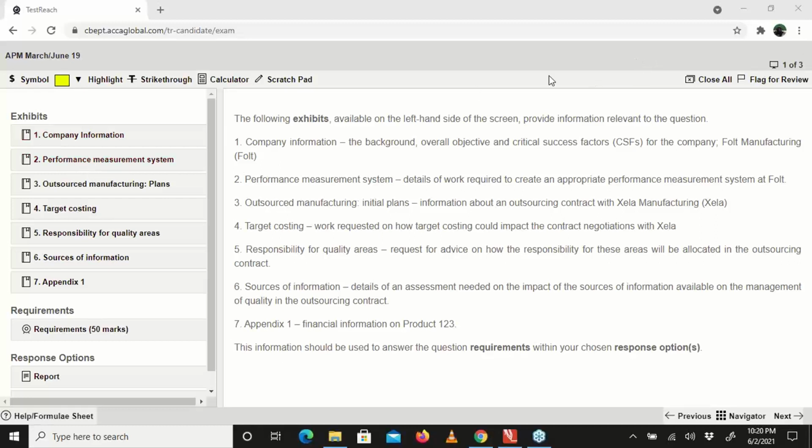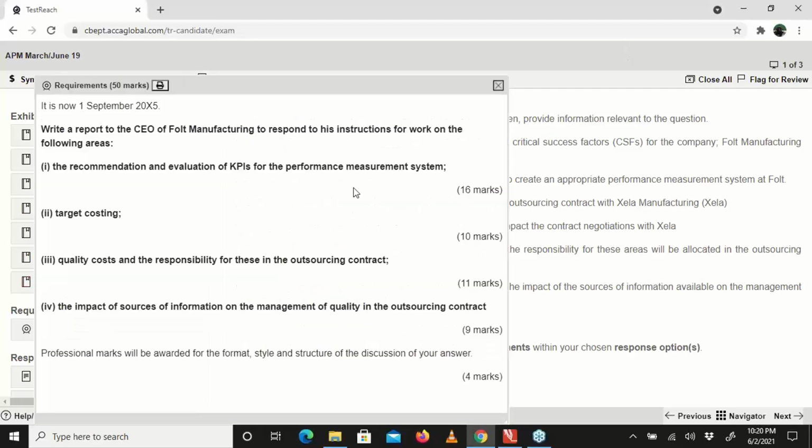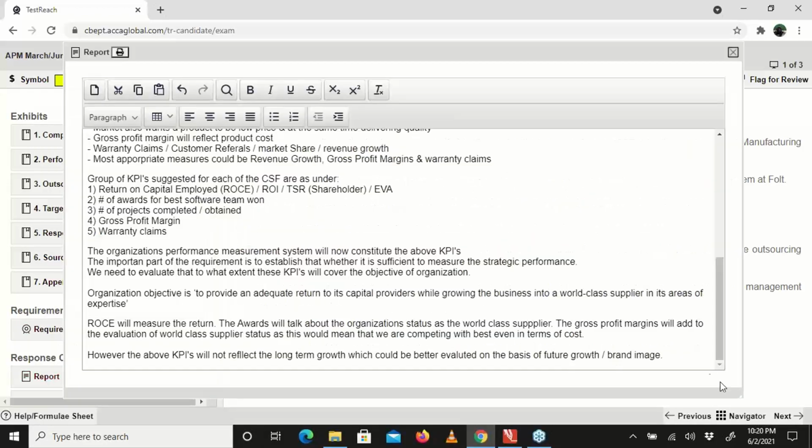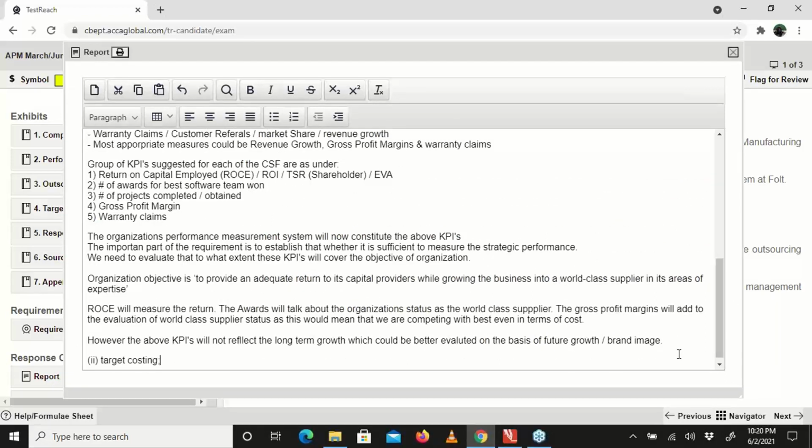Okay, let's move a bit forward now. So the next aspect of this question is, we're done with this requirement one. The second is about target costing, which is a 10 mark requirement. Let's talk about what exactly this 10 mark requirement is covering.